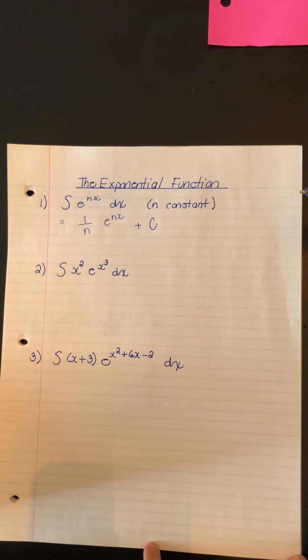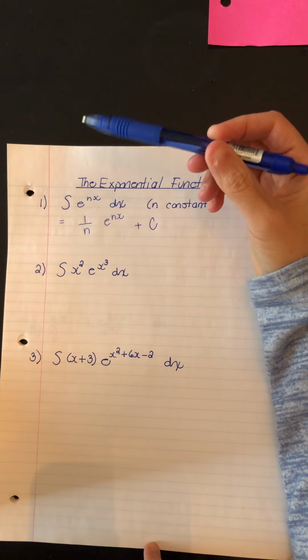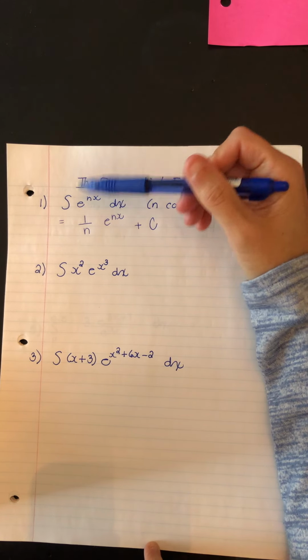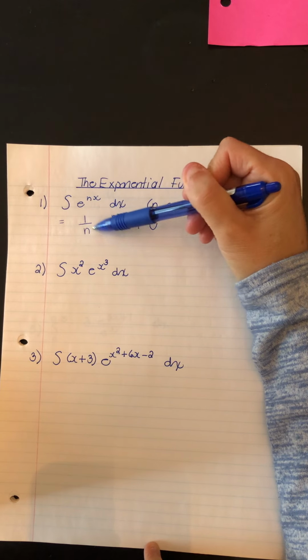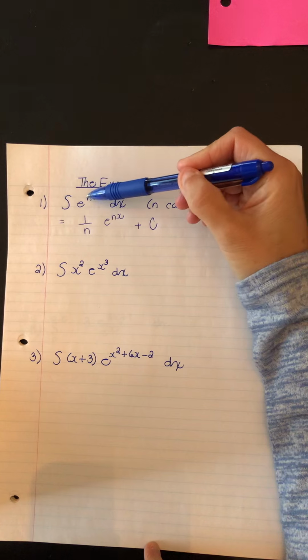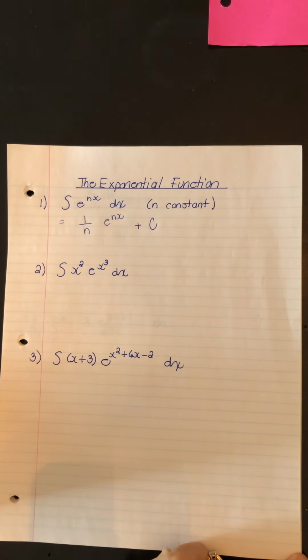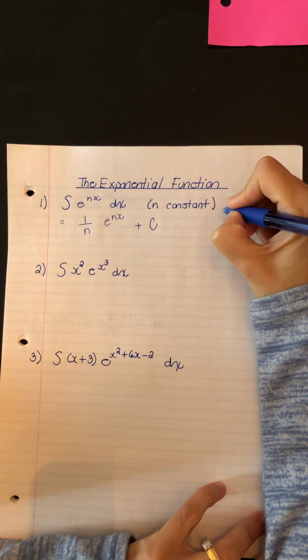So the difference being when you are taking the integral of the exponential function, you are dividing by the derivative of the exponent, while when you're taking the derivative of an exponential function, of course you are multiplying by the derivative of the exponent. Okay, so I can just write that here for you really quickly.